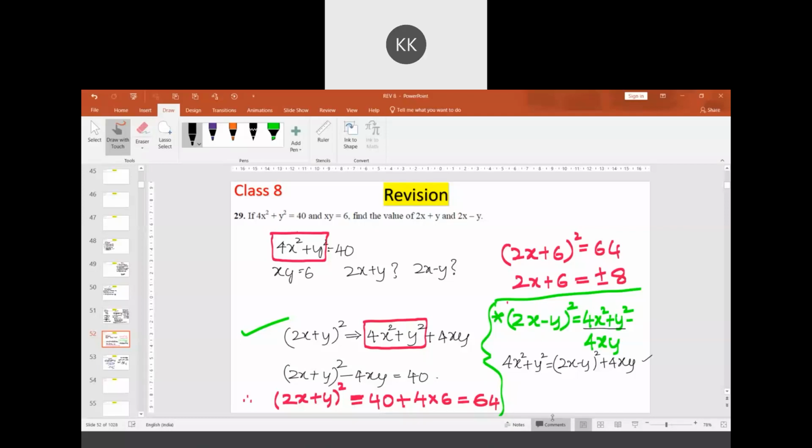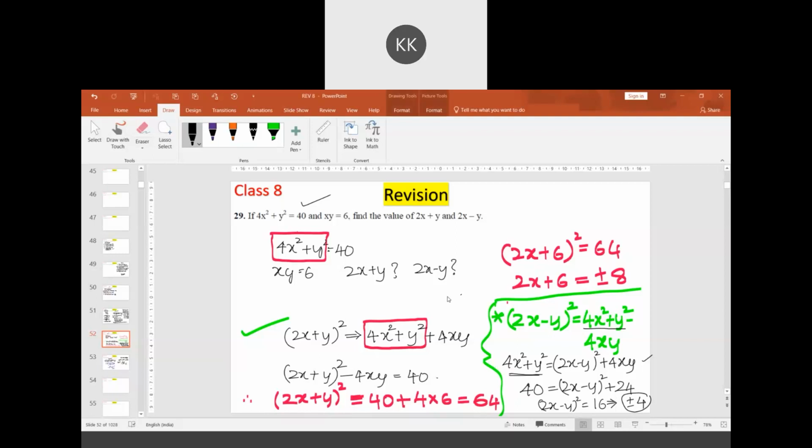Understood this? It is an easy method. They have given the value of 4x square plus y square, which is 40. So 40 is equal to 2x minus y whole square plus 4 times xy, 4 times 6, which is 24. So 2x minus y whole square will be equal to 16. So the answer will be plus or minus 4. So this is another easy method.